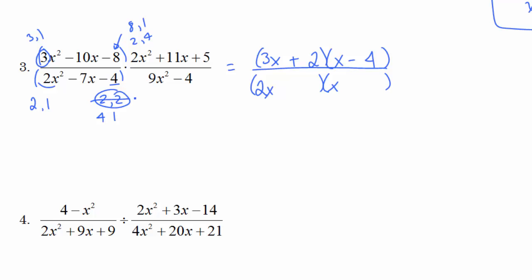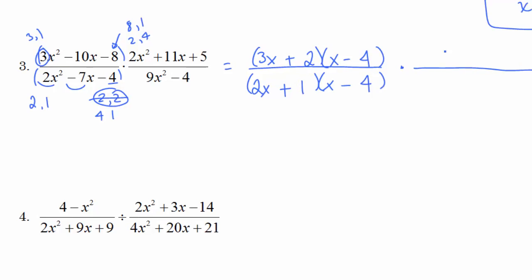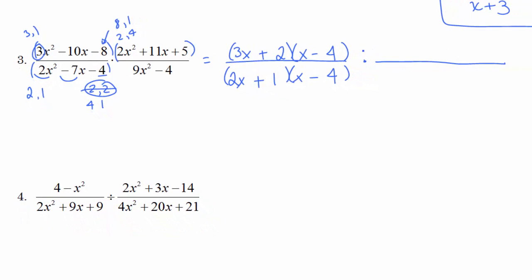And where can the 4 not go? The 4 cannot go with the 2 because they have a common factor. So it needs to go this way. Check out the signs. I think that needs to be negative and that needs to be positive to get me a negative 7 in the middle. Now let's keep going. I have this trinomial.